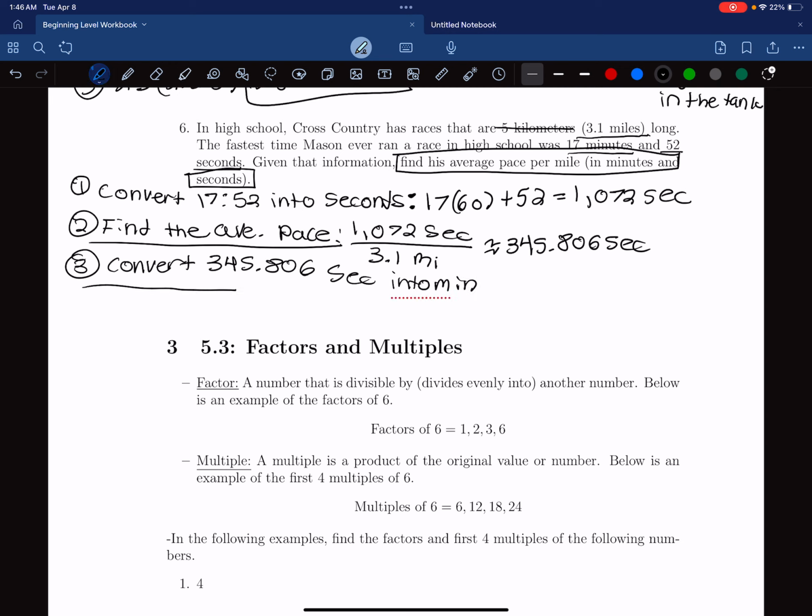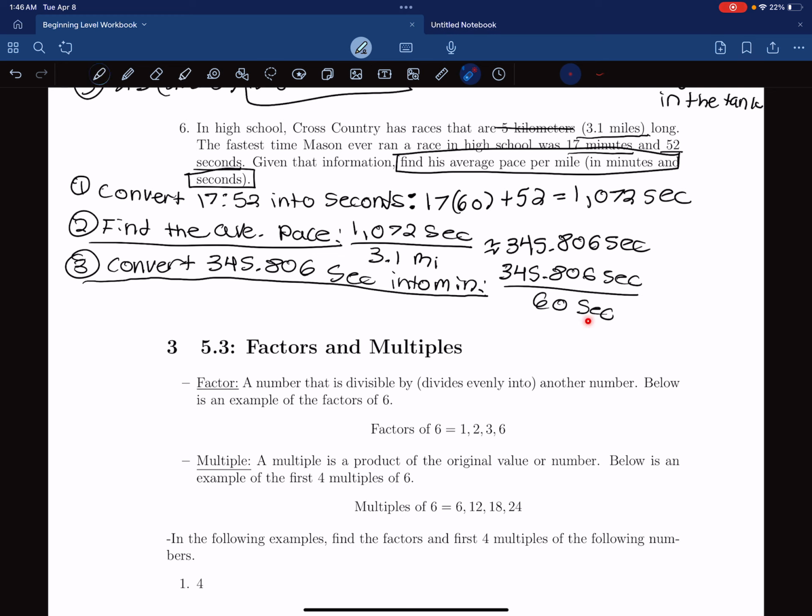Sorry, I got a lot of words going on here. But I just want to write out the steps, so that way, if you need to write it down, you can see what the math is doing. So we're going to take this 345.806 seconds, and then we're going to divide that by 60 seconds, because there are 60 seconds in a minute. So once you divide that out, you should get approximately 5.763 minutes.